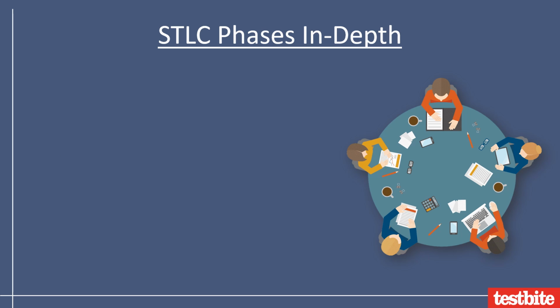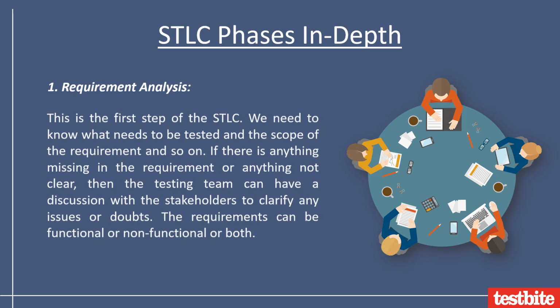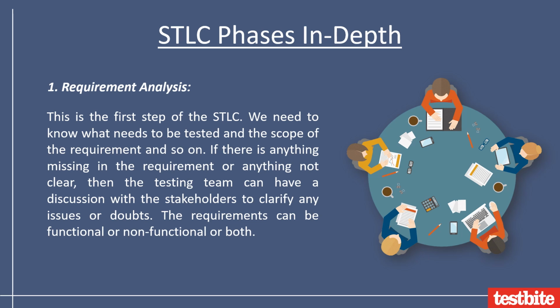Let's now have a look at each phase in depth. Requirement analysis. This is the first step of the STLC. We need to know what needs to be tested, and the scope of the requirement, and so on. If there is anything missing in the requirement, or anything is not clear, then the testing team can have a discussion with the stakeholders to clarify any issues or doubts. The requirements can be functional, non-functional, or both.